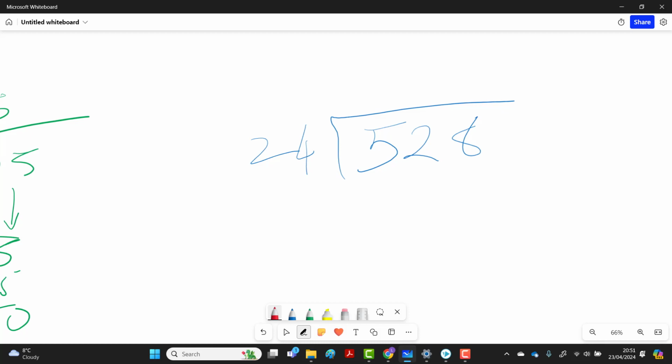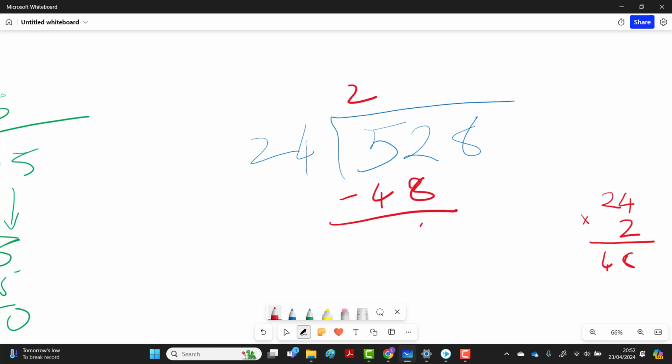If you try 1, it's going to be 24. We're probably going to do twice. So 24 times 2 is 48. So that's probably going to be that. So we do that one, 48. 52 take away 48 is 4. Next number down is 8, making 48. How many 24s go into 48? Well, we've done it there, so it's going to be 2. So the remainder is 0.